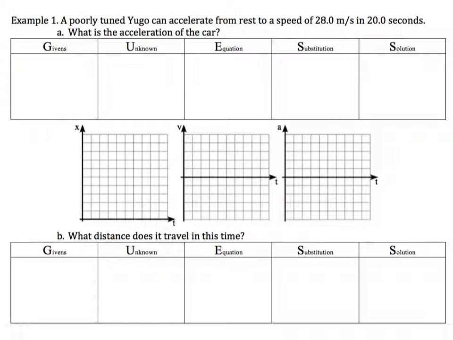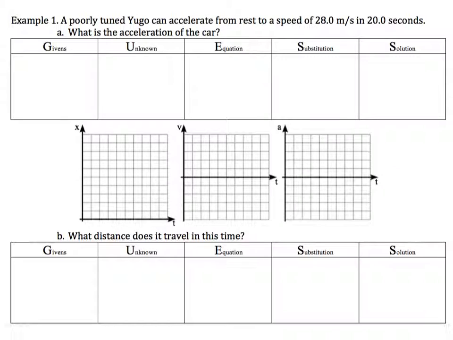When using the GUESS boxes, the givens is the information you're provided with in the problem itself. The unknown is what you're going to solve the problem for. The equation is the formula that you will use to solve it. Substitution is where you replace the variable with the actual value from the givens box. And then the solution is the answer. Remember, when using the GUESS boxes, you need to show units in the givens and the solution box.